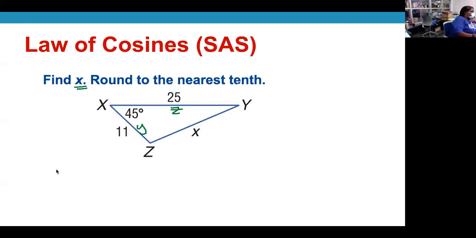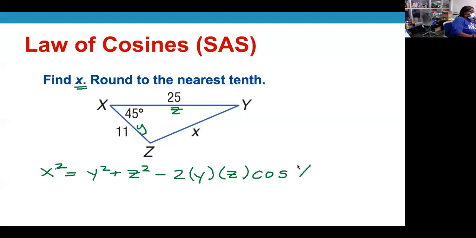So that means we're going to have x squared, right? And we're going to use the other two sides. So x squared is equal to y squared plus z squared. So that's my other two sides. And then minus 2 times y times z. I'm putting it in parentheses because it will be easier when we put it in our calculator. And then times the cosine of the big X.